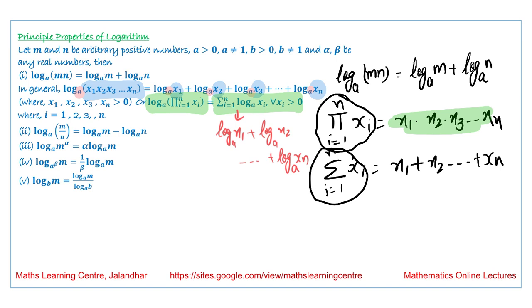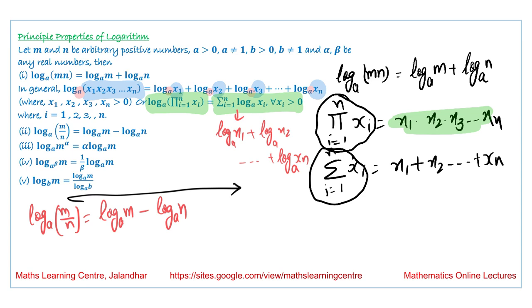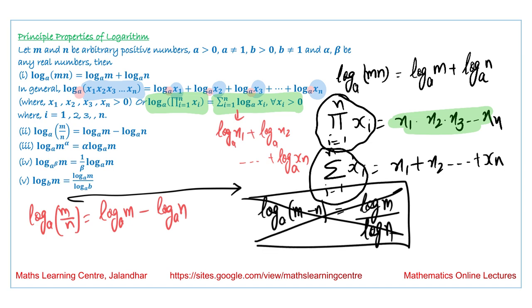Next result we have is log to the base a of m by n, that is equal to log to the base a of m minus log to the base a of n. Sometimes students confuse this result with this, that they write log to the base a of m minus n is equal to log of m by log of n, but this is wrong. There is no result in this form. The result is, if we have division of two numbers m and n, we are taking log over here, it is log of m minus log of n.